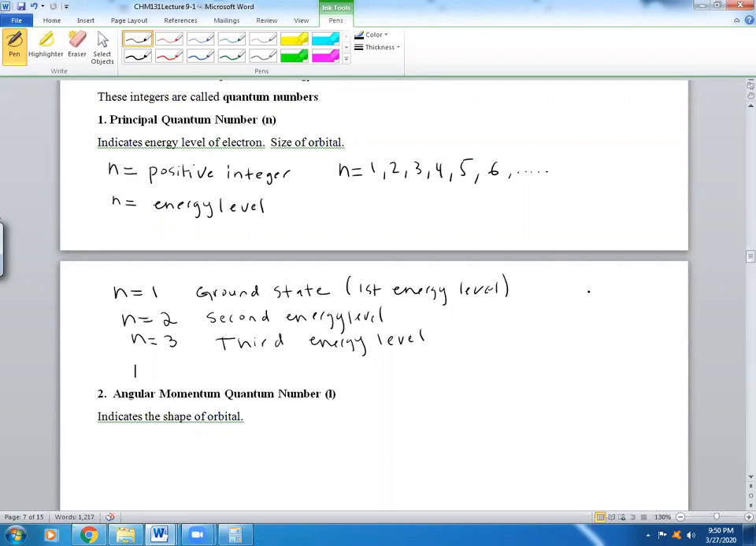These are usually called shells as well. So we call this the ground shell, or just the first shell, second shell, third shell, so on and so forth. Energy level and shell are both acceptable. Energy level is more common, especially at this level.